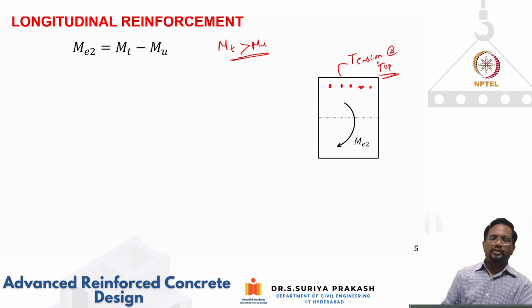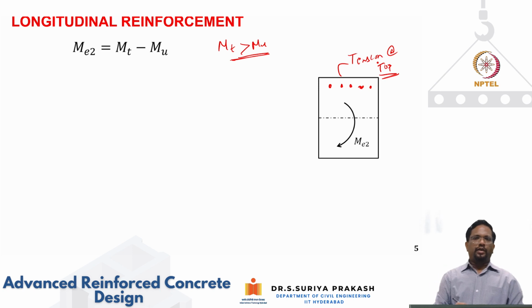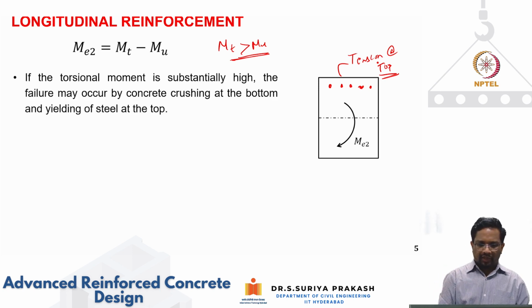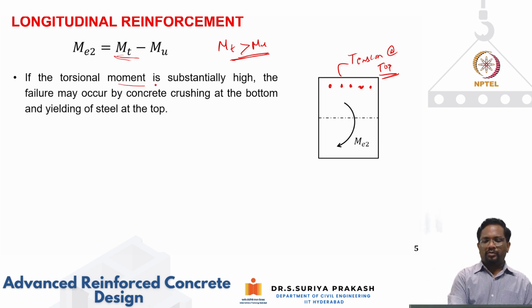So the code is saying that you design by calculating Me2, which is Mt minus Mu. When Mt becomes larger than Mu, there is going to be an Me2 moment that will come. I need to design this only when Mt becomes larger than Mu. Otherwise, Me2 I don't need to design. This will happen when your torsional moment is substantially high, and the failure may occur by concrete crushing at the bottom and yielding of the steel.